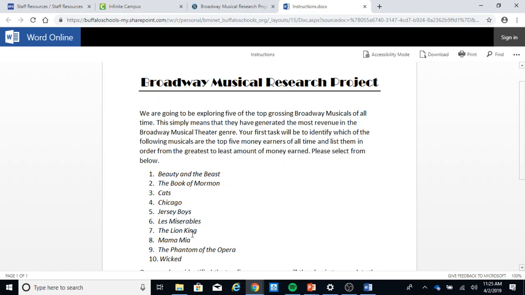This means that they have generated the most revenue in the Broadway musical theater genre. This can change, okay, from time to time. It doesn't have to always be this way, but we're looking for what are the top 5 grossing musicals of all time currently, okay? So your first task is going to be to identify which of the following musicals are, in fact, the top 5 money earners of all time and list them in order from the greatest to the least amount of money earned.